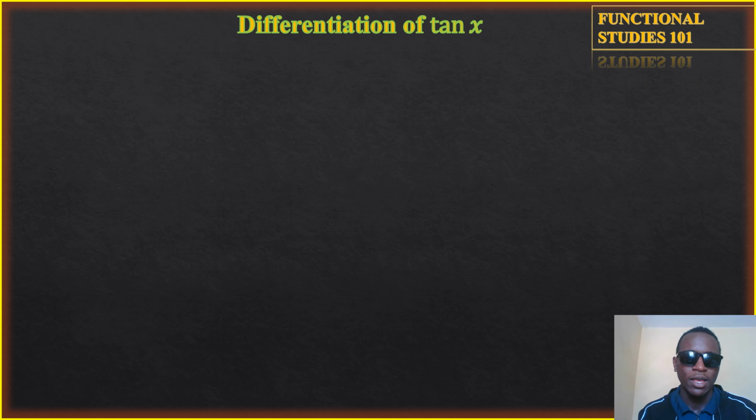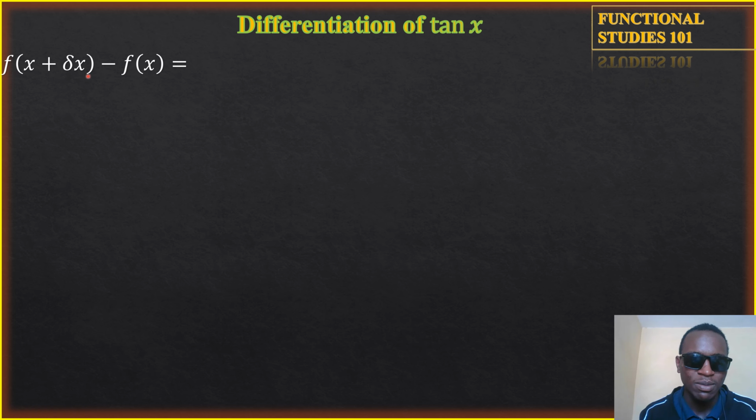Alright guys, in the differentiation of tan x from first principle, we know how it begins, right? We have to look for the difference of f of x plus delta x minus f of x. So I have to look for that difference. And looking for that difference means that my function to be differentiated is tan x. So I just come and replace f of x plus delta x. It means anywhere I see x, I replace it by x plus delta x. So that's it I've done for this one.